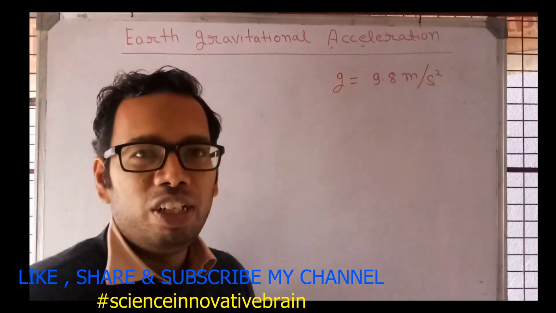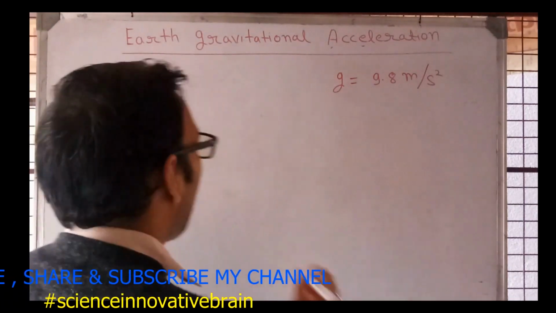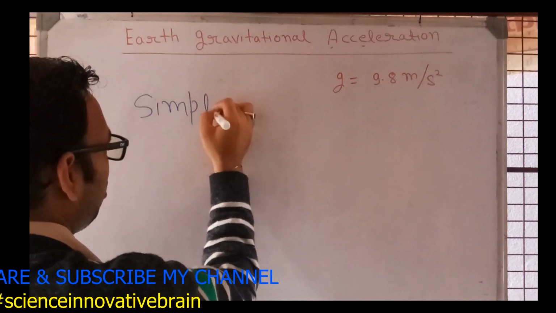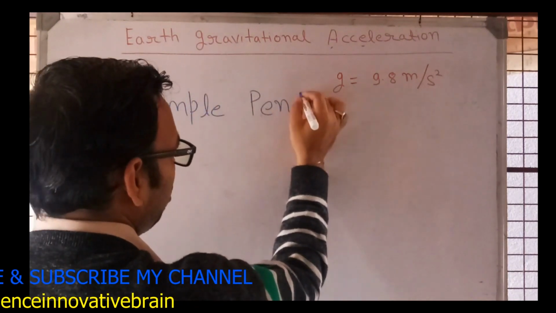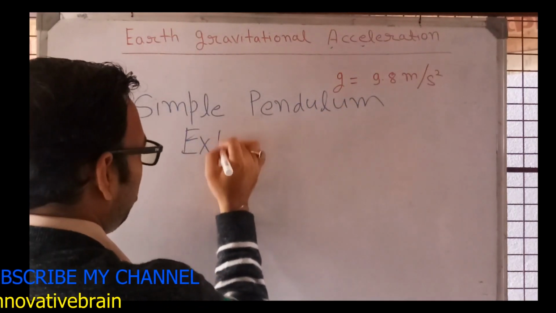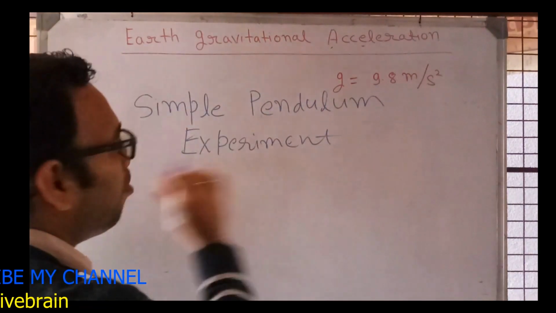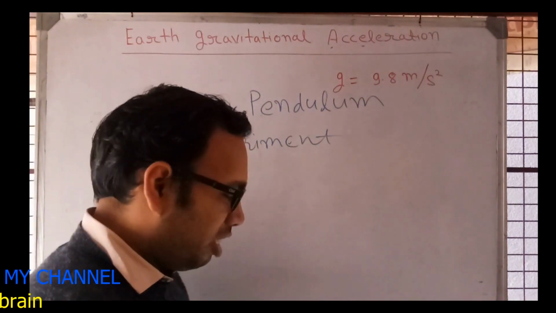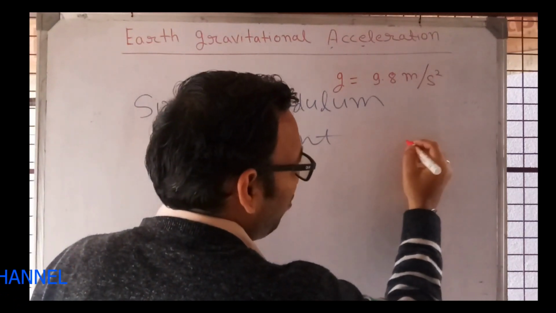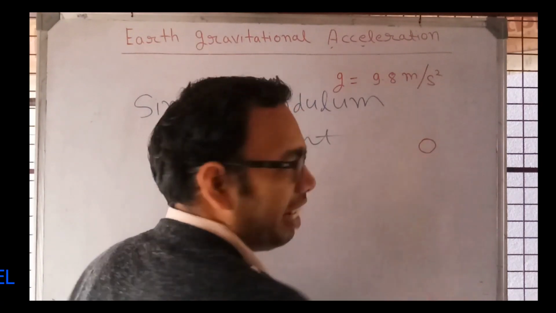For this we will use the simple pendulum formula. A simple pendulum experiment is there. With the help of the simple pendulum experiment we will find this out. So what is a simple pendulum? A simple pendulum is, if you take any bob, just a ball or any weight.